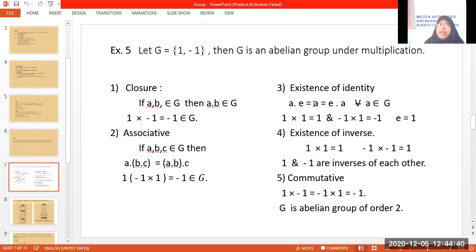Existence of identity. The identity property is A dot E is equal to A is equal to E dot A, for every A belonging to G. Here 1 into 1 is equal to 1 and minus 1 into 1 is equal to minus 1. Therefore, identity is 1. And last, existence of inverse. 1 into 1 is equal to 1 and minus 1 into minus 1 is equal to 1. 1 is the identity. Therefore, 1 and minus 1 are inverses of each other. And last, the commutative property. 1 into minus 1 is the same as minus 1 into 1, which is equal to minus 1. Therefore, G is an abelian group of order 2.